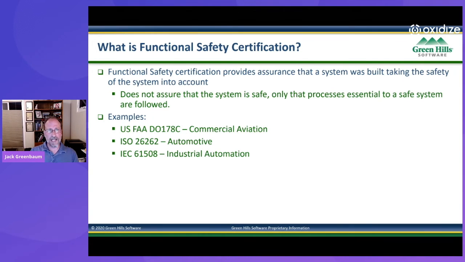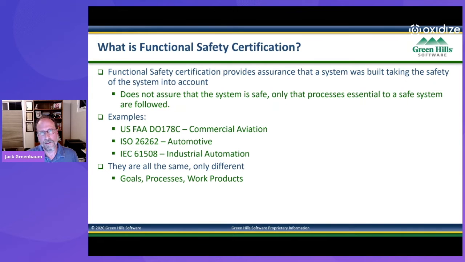Examples of functional safety standards include the US FAA DO-178C for software used in commercial aviation, ISO 26262 for automobiles and software in automotive electrical systems, and IEC 61508 for industrial automation, factory floor equipment. Now, the interesting thing is, even though we've got these different standards from different fields, they're all pretty much the same, only a little bit different. They all talk about goals, supporting processes, and work products.